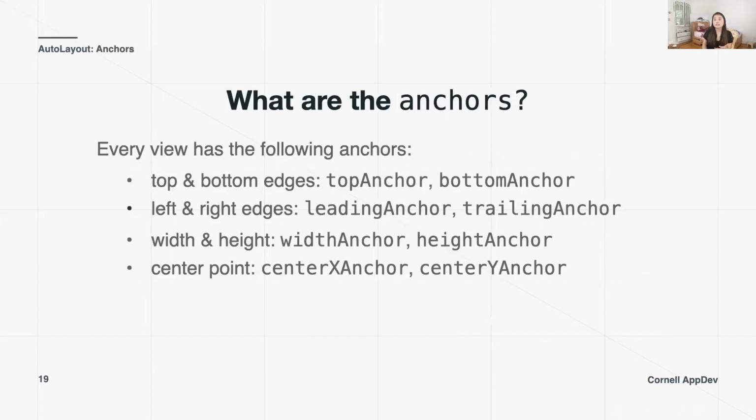I talked about anchors, right? But more specifically, anchors fall into basically 8 main anchors that you can set. So every view has these anchors. They have a top anchor, a bottom anchor, a left and right, leading and trailing anchor, and they also have a size, width, and height anchor, and then they also have their center point anchors. So there's center X, center Y.